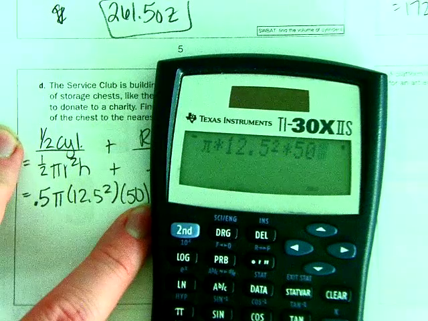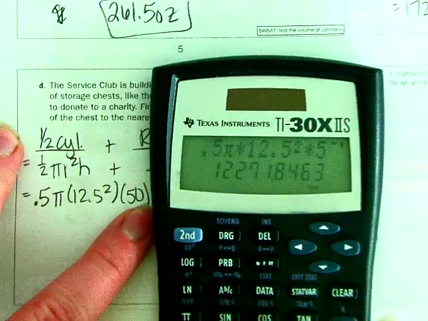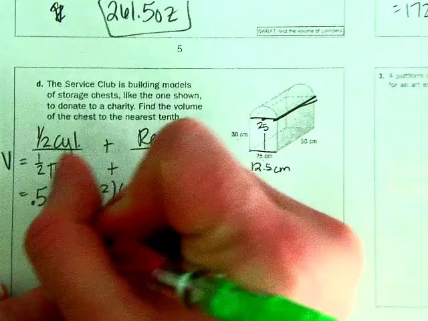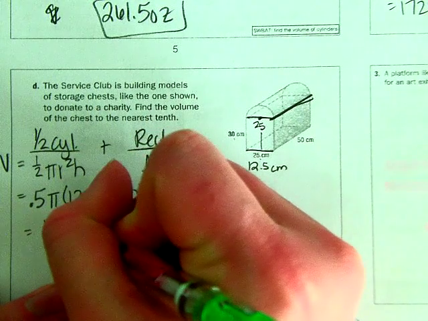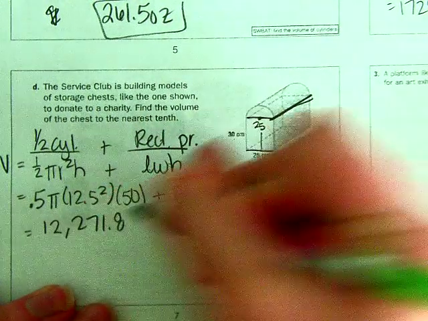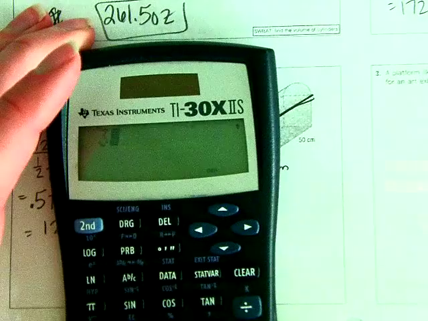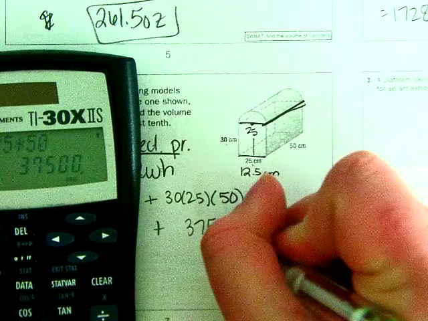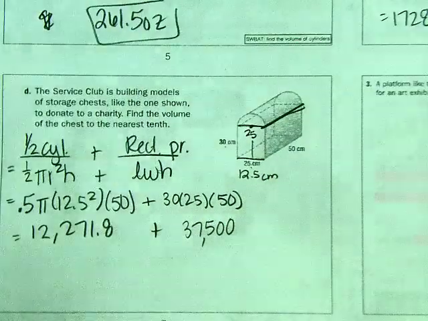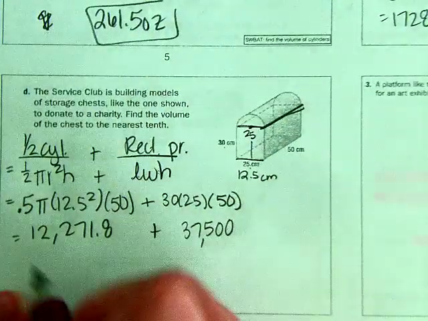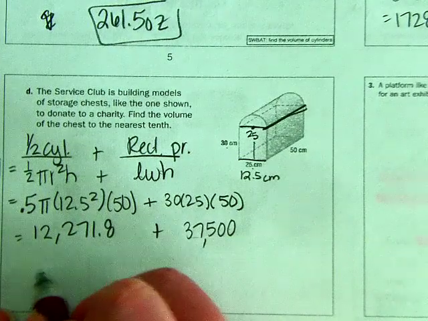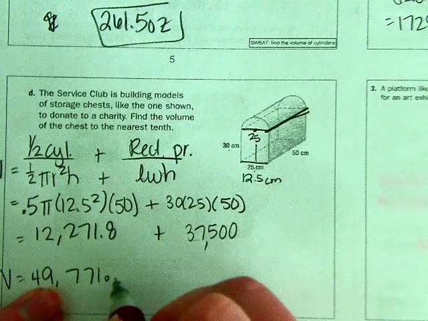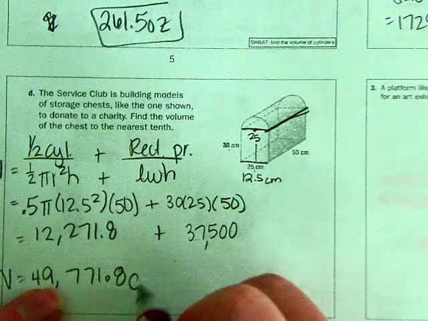You have to be really careful. And I don't really want to screw that up, so I'm actually going to do it in two steps. So there's my first one. 12,271.8 plus, and I'm going to do 30 times 25 times 50 separately, 37,500, and then add them together. So that's going to be 37 plus 12 is 49, so the volume of this is 49,771.8 centimeters cubed.